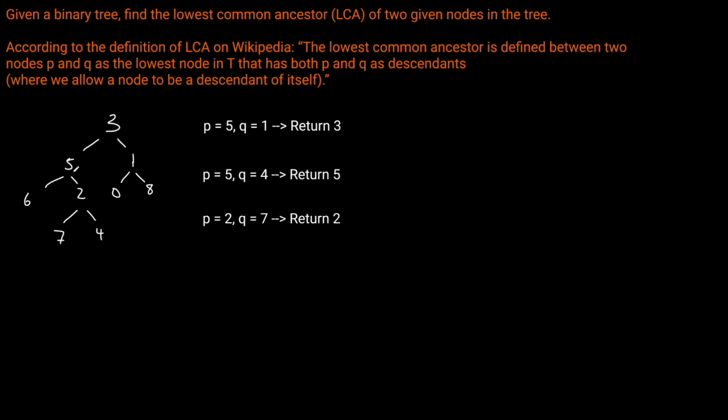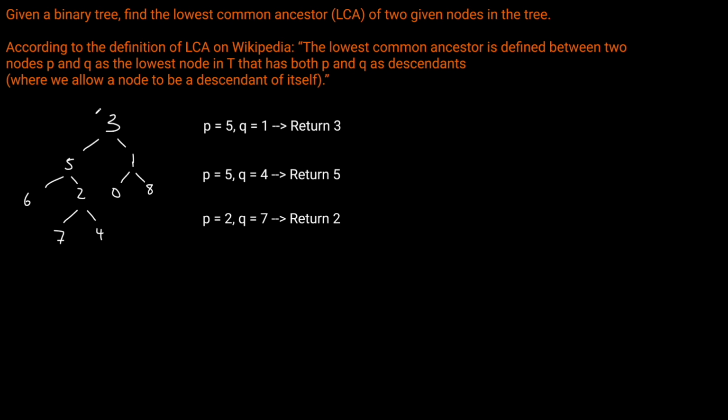The second case is where Q is a descendant of P, which means that P is actually our LCA here. And then the other case is going to be where P is actually a descendant of Q, and then Q is going to be the LCA. So that's going to be this case 3. So essentially, those are our 3 cases, and solving this problem is quite simple.